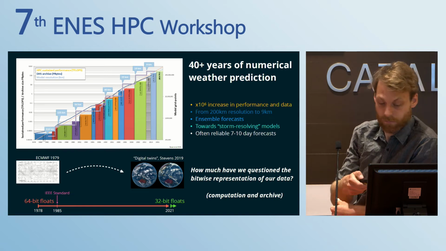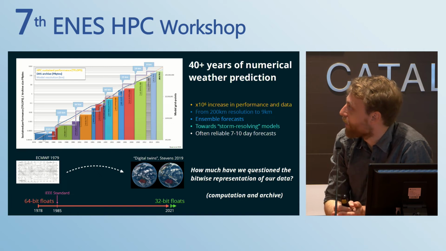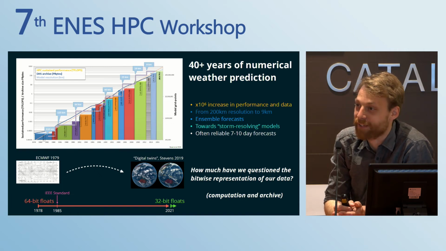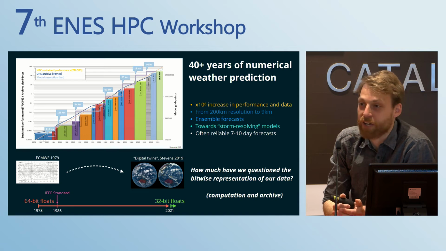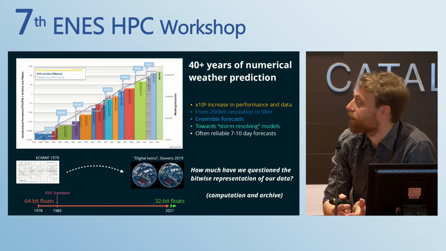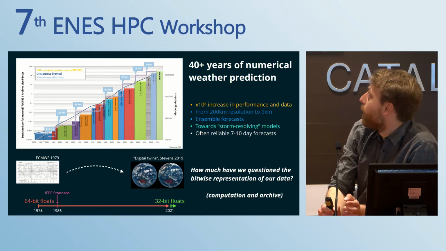Not much actually. During this time, as you see in the plot there on the left, we went from these black and white graphics to what we now call digital twins, where you really have a hard time to distinguish the model from a satellite picture. But actually on the computing side, not much changed. So we used 64 bits basically all the time, and only last year single precision 32-bit floats were introduced.